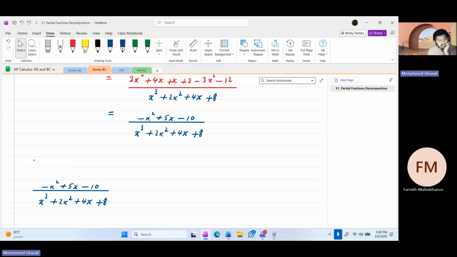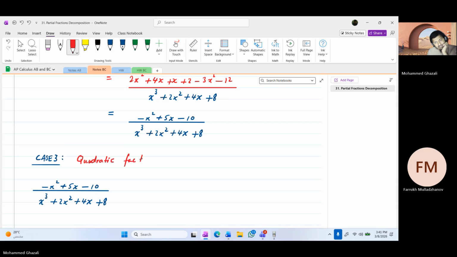So what is the third case? Case 3 is when you have quadratic factors in the denominator. How do we know it's a quadratic factor in the denominator? Because we can't factorize it. And when we try to factorize it, we find that the discriminant is less than 0. What is the discriminant? B squared minus 4AC is actually less than 0. That's the reason why you can't factorize it, because you will get complex answers.